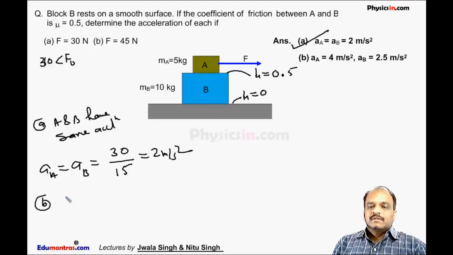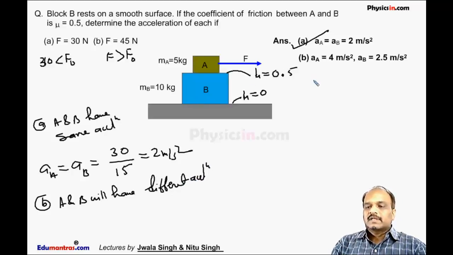But in the second part, F is greater than F naught. We know F naught is 37.5 Newton. So F is more than F naught, which means A and B will have different acceleration. Now we will solve it like this. We will draw the free body diagram of block A. The force here is 45 Newton, and the friction here, since there is sliding, is mu times normal reaction. So it is 0.5 into 50, that is 25 Newton.